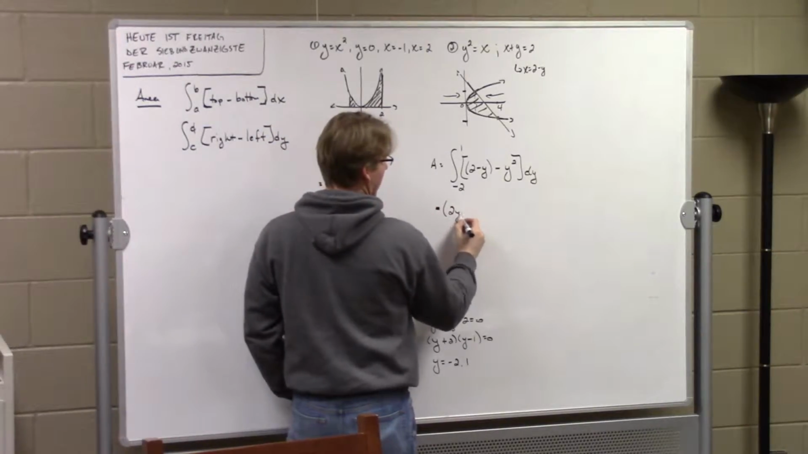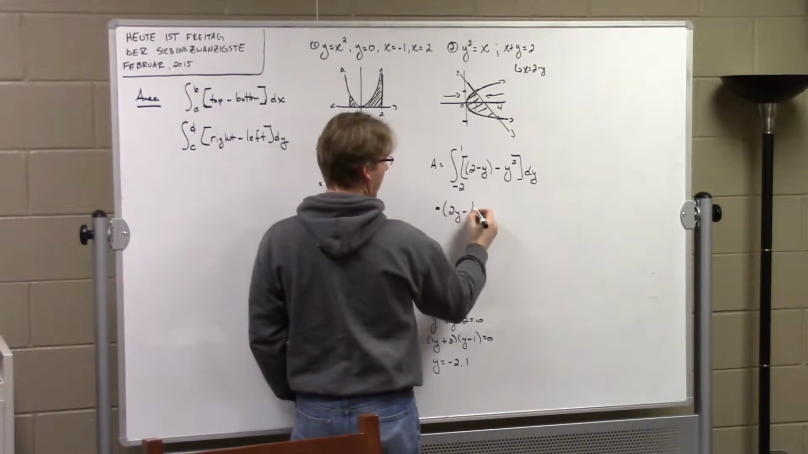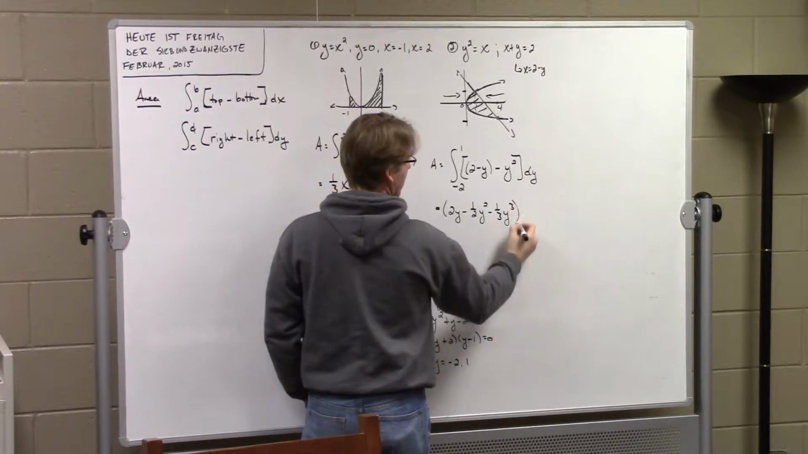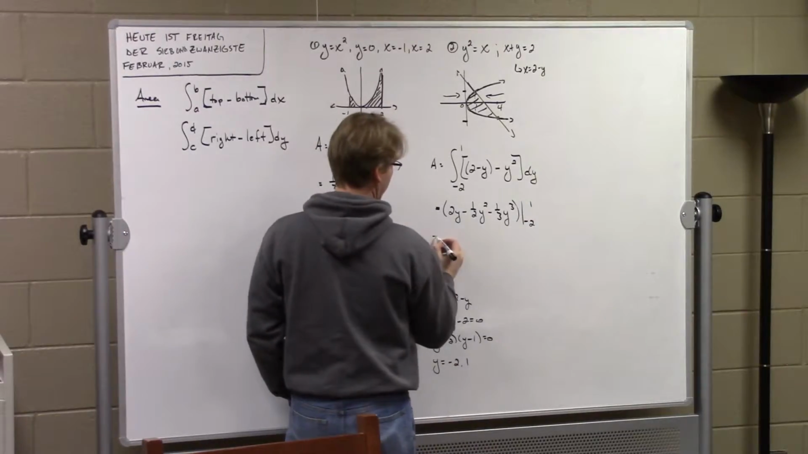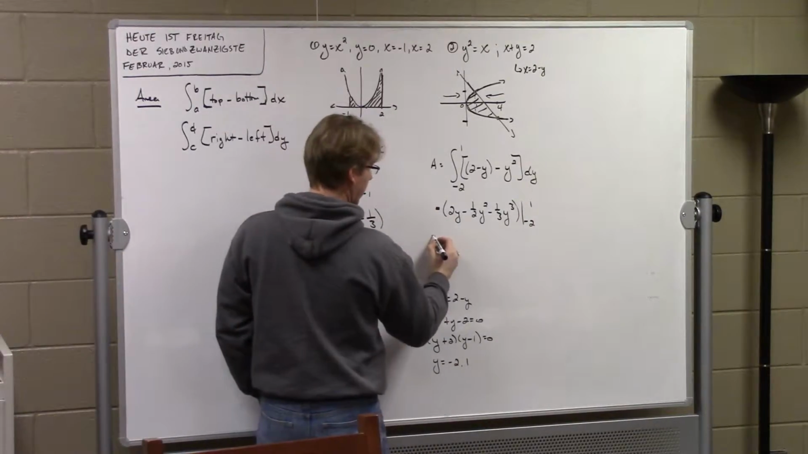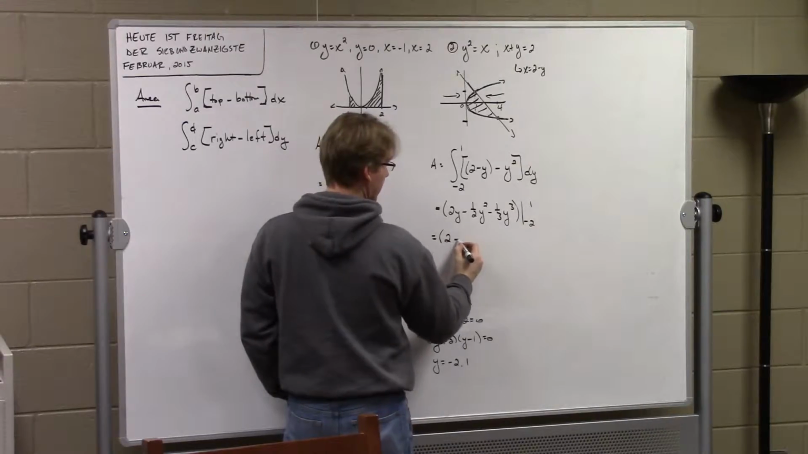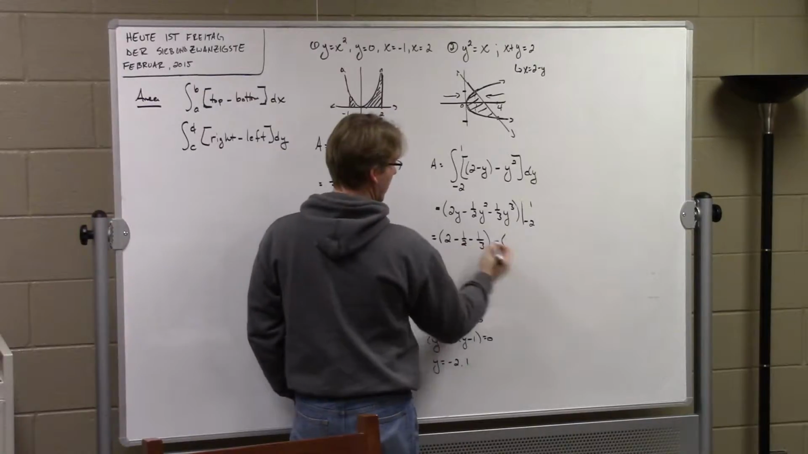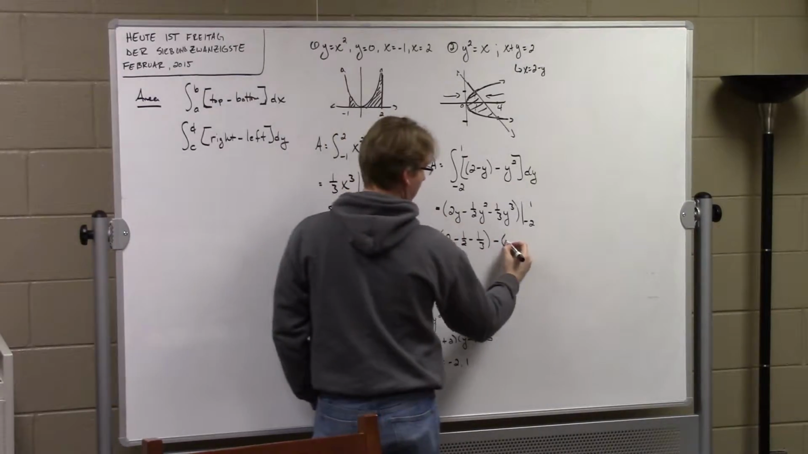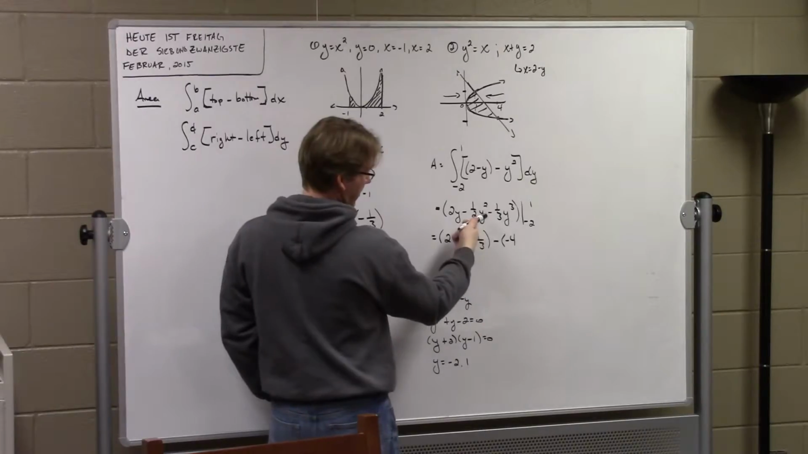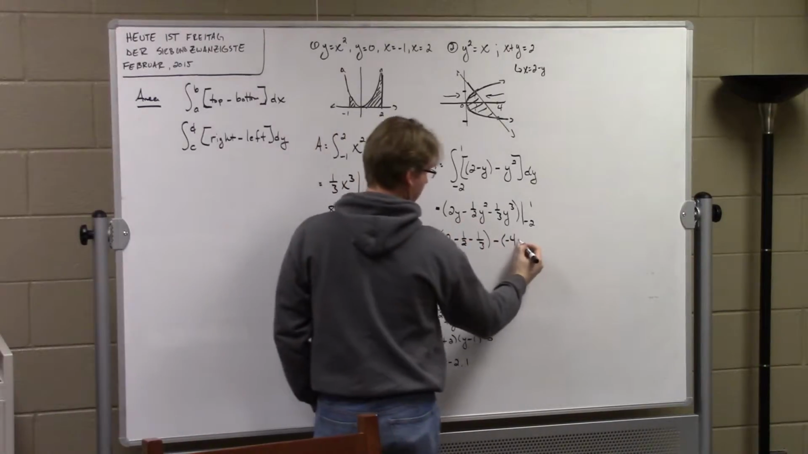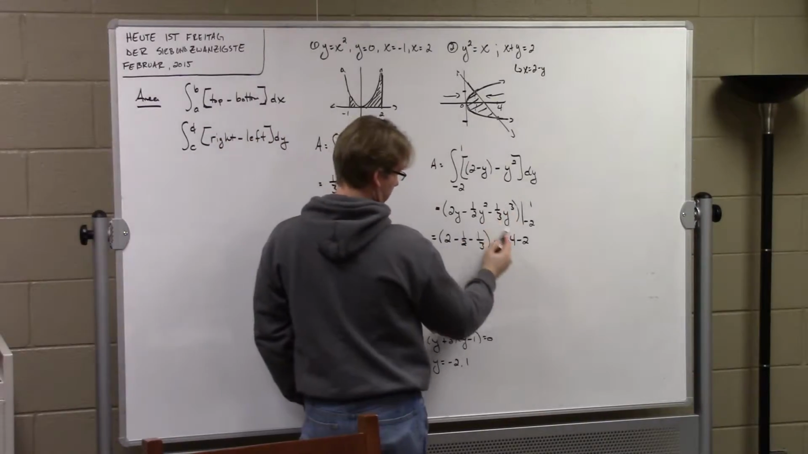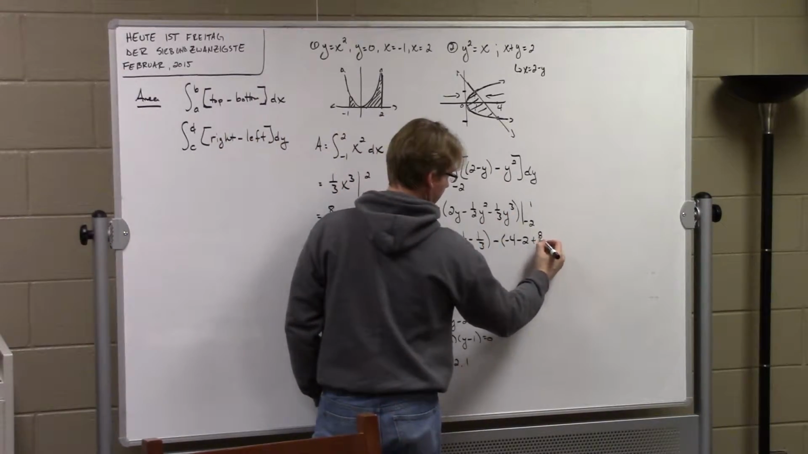So we get 2y minus 1/2 y squared minus 1/3 y cubed from negative 2 to 1. Okie dokie, here we go. Stick in 1, that's easy. We get 2 minus 1/2 minus 1/3. Stick in negative 2, okay. Negative 4. Negative 2 squared is going to give me positive 4 divided by 2, so minus 2, I think. And then negative 2 cubed gives me positive 8/3.